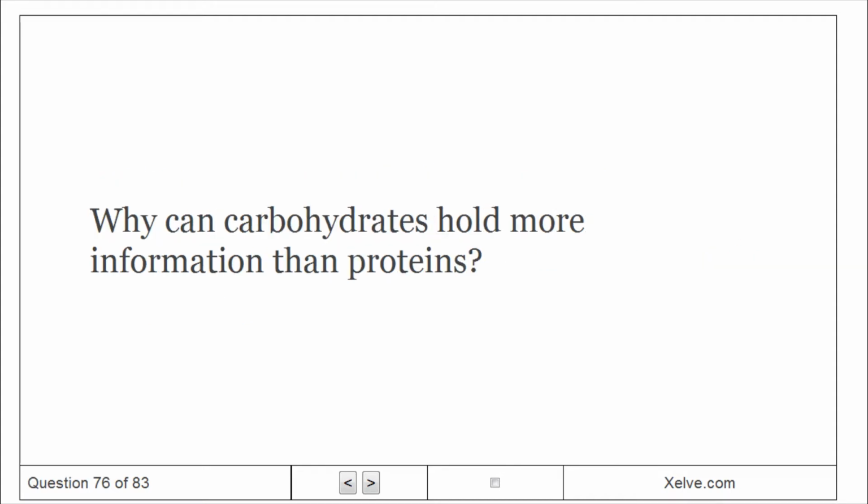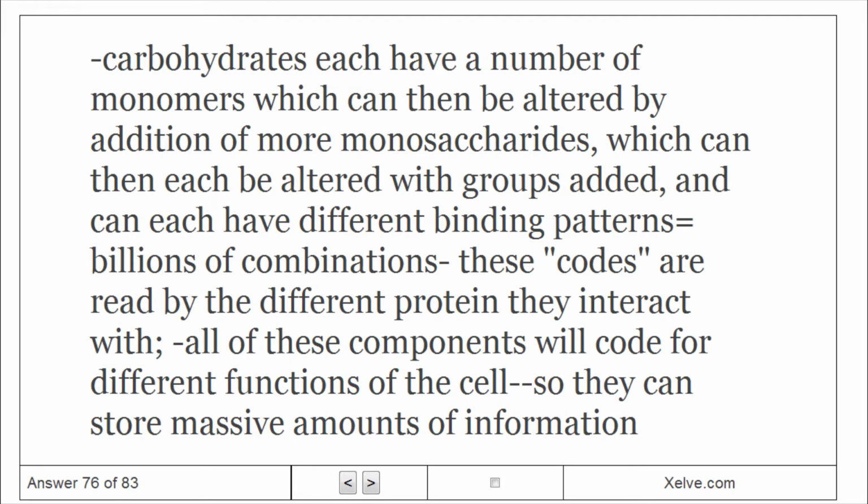Why can carbohydrates hold more information than proteins? Carbohydrates each have a number of monomers which can be altered by the addition of more monosaccharides, which can each be altered with groups added, and can each have different binding patterns, equaling billions of combinations. These codes are read by the different proteins they interact with. All of these components code for different functions of the cell, so they can store massive amounts of information.